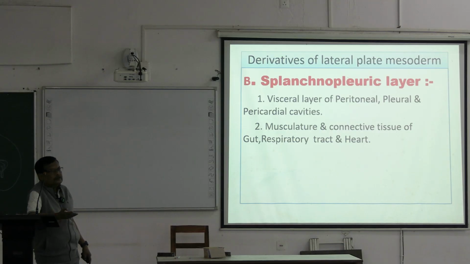Splanchnopleuric layer, you all know, I have said before: the visceral layer of the peritoneal, pleural and pericardial cavities, and the musculature and connective tissue of the gut, respiratory tract and heart. Stomach muscles and intestinal muscles are developed from the splanchnopleuric layer.